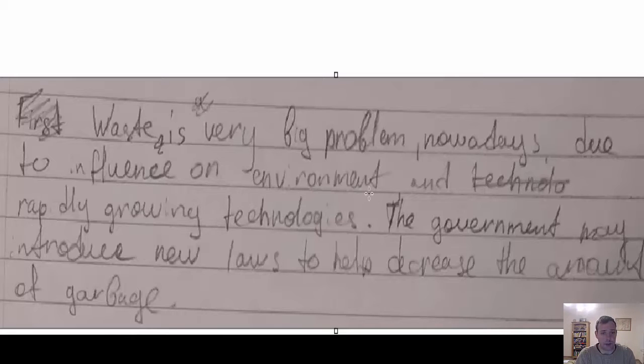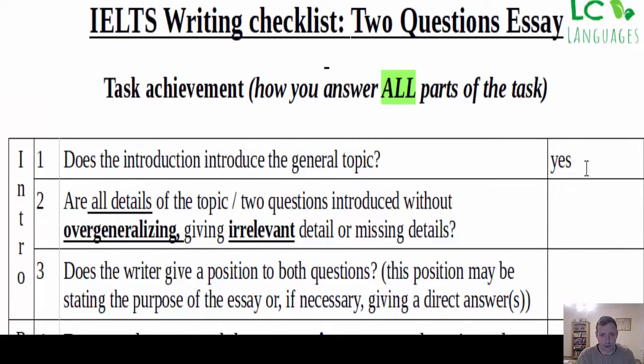Waste is a very big problem nowadays due to influence on environment and rapidly growing technologies. The government may introduce new laws to help decrease the amount of garbage. So they've definitely got it there. Yes, that's true.